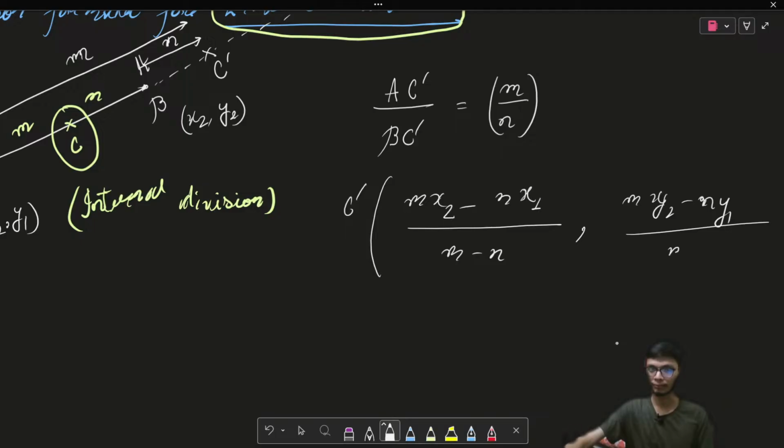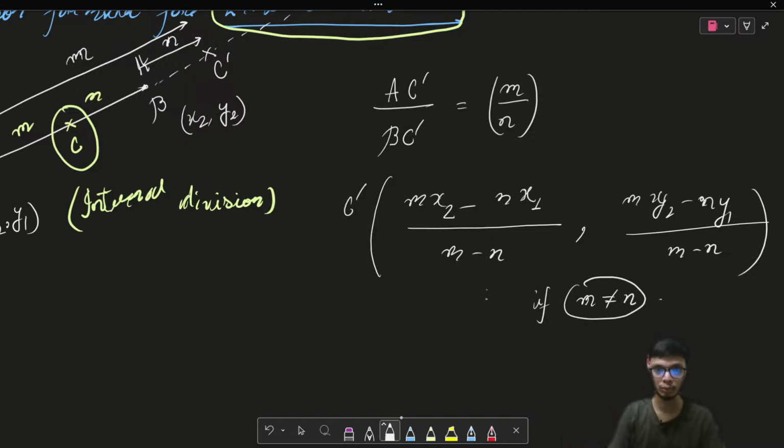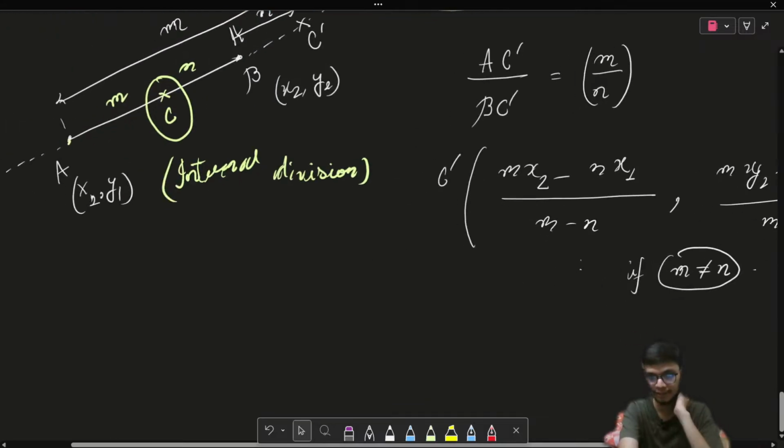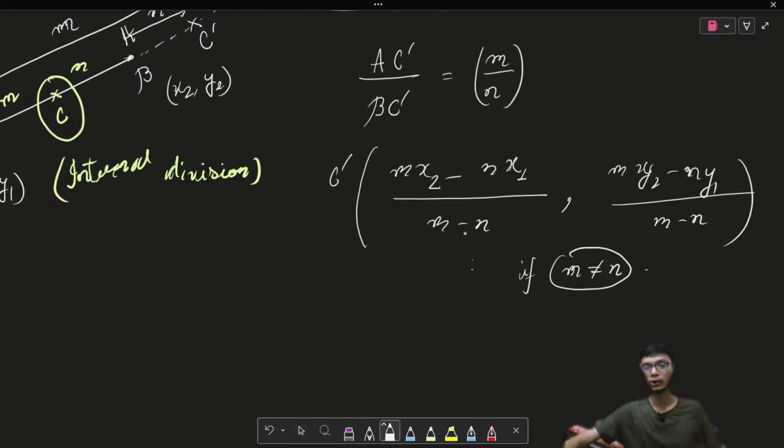Now please note that this is possible only if m is not equal to n. In case of external division, m equal to n does not hold true. You cannot have a point C which has the same distance from point A and point B in the real sense. Therefore m should not be equal to n. I hope this is clear. This is a very important criterion to follow in case of external division.